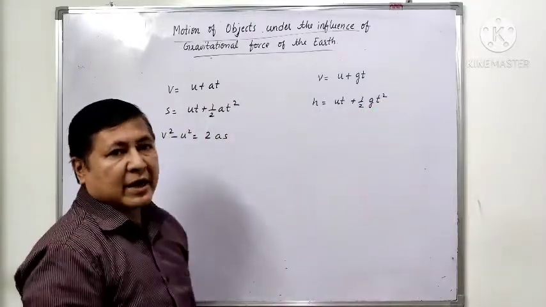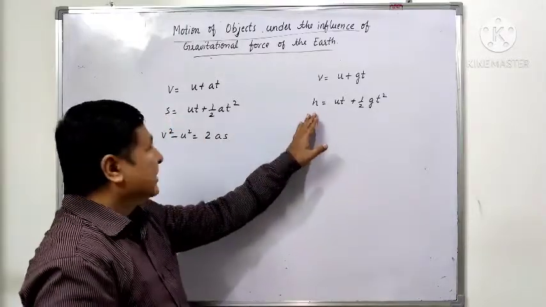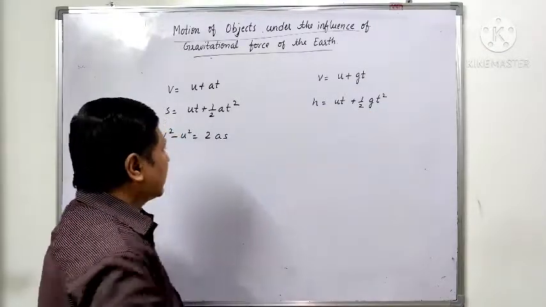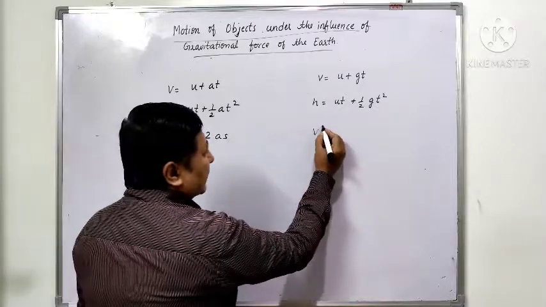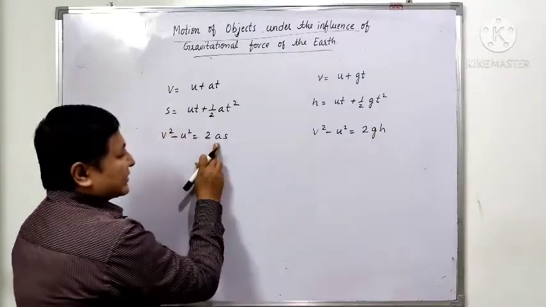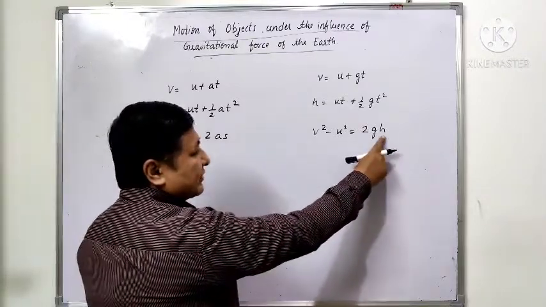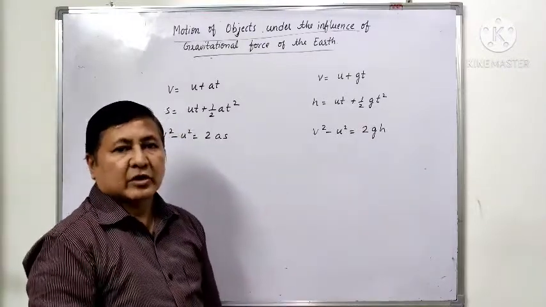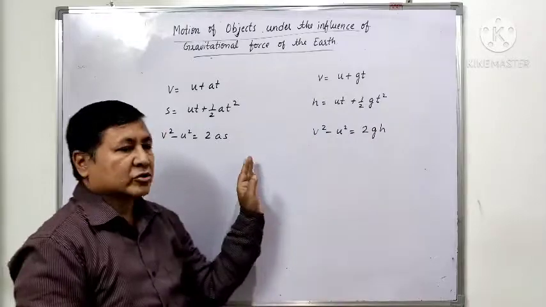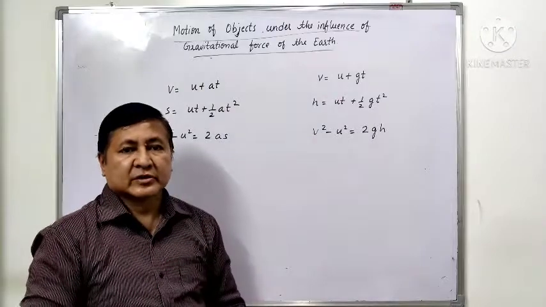That means h is the height, the maximum height reached by a stone. So instead of distance covered, we have written height, and here g is the acceleration due to gravity. And the third equation of motion will change into v square minus u square = 2gh. A is acceleration and this is acceleration due to gravity. S is the distance travelled, and this is also the distance travelled, but this time when we take a vertically upward or downward motion, that will be the height. So these are the three equations of motion modified for the motion of an object under the influence of the gravitational force of the earth.